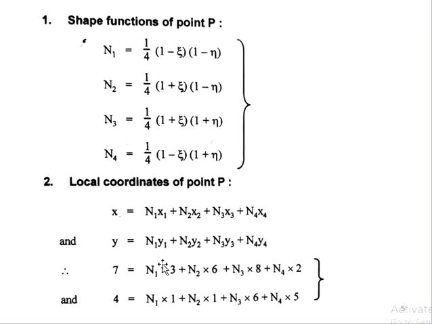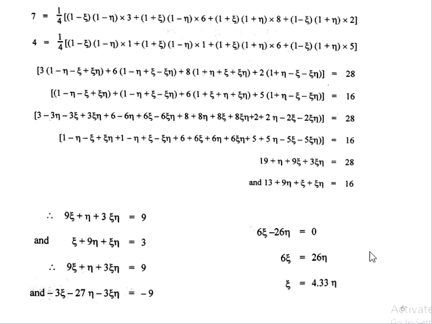Just put the respective x and y values in this equation. So after putting x and y, we will get the next equation, that is 7 is equal to, and 4 equal to. Then simplify these equations and calculate the values of psi and eta.